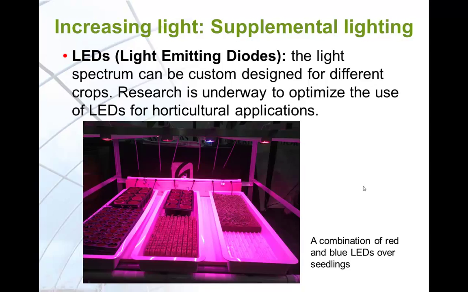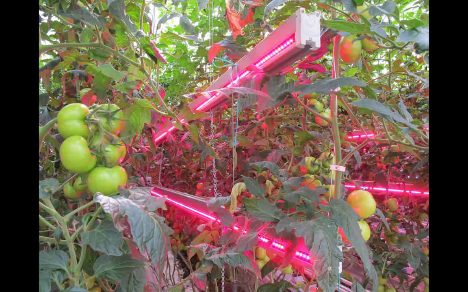And this picture is showing use of red and blue LEDs over seedlings. Red light is selected because of its high efficiency to drive photosynthesis, and blue light is selected because of the need for maintaining morphology of the plants. And this is an application in a greenhouse as supplemental lighting. This is actually intra-canopy lighting or interlighting, and that is designed to provide photons for the lower canopy, which is usually the dark side of the canopy compared to the top of the canopy.